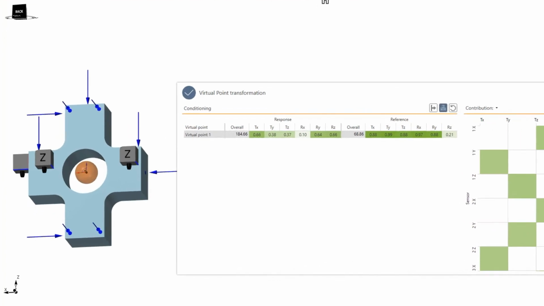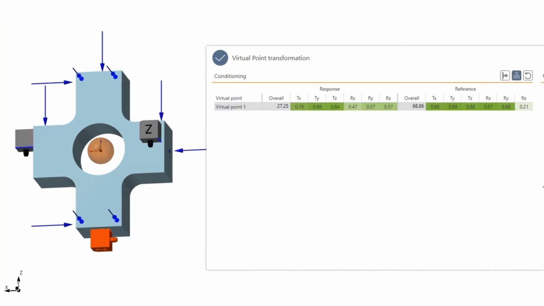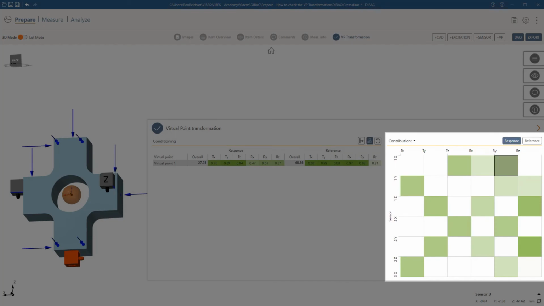Here we see that the rotation around the x-axis has a relatively bad conditioning. This leads to the high overall conditioning of the transformation of the responses. We can improve this by moving the 3rd sensor further out. If you want to improve a badly conditioned VP DOF, you can also use the information from the contribution matrix.